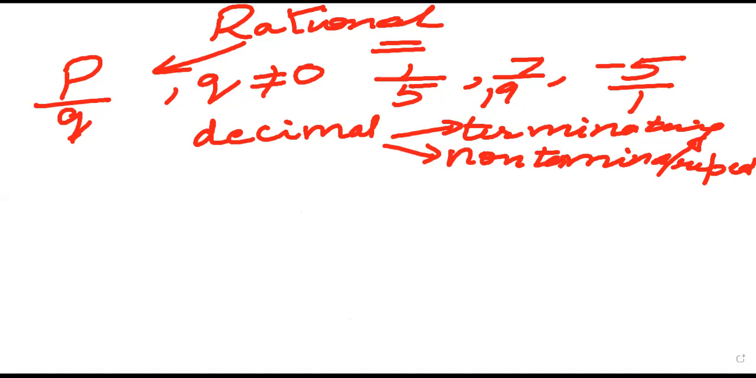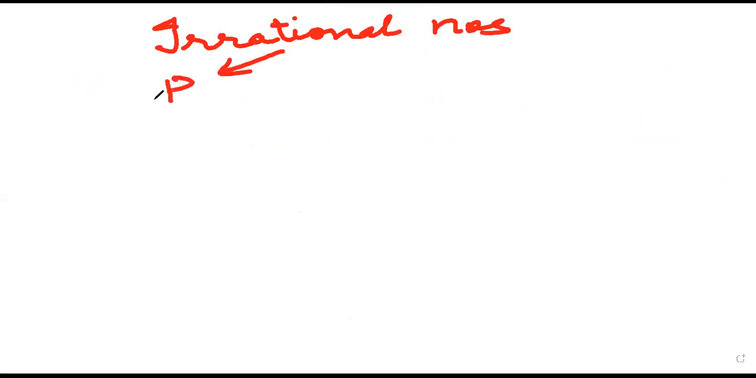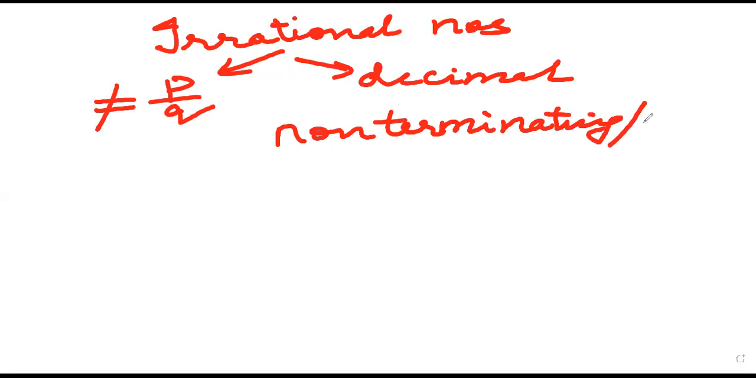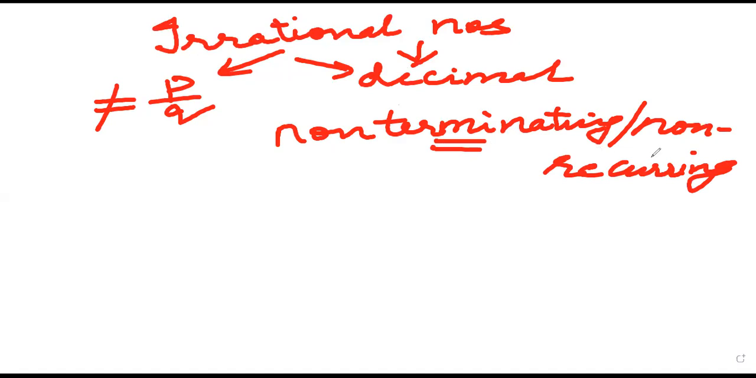Now, children, today's topic is irrational numbers. In simple language, irrational numbers are those numbers which cannot be represented in the form of P upon Q. And when expressed in the decimal form, you will get non-terminating and non-recurring, or non-repeating, decimals. Fine, children? What are irrational numbers? Irrational numbers are those numbers which, when expressed in decimal form, give you non-terminating and non-recurring decimals.